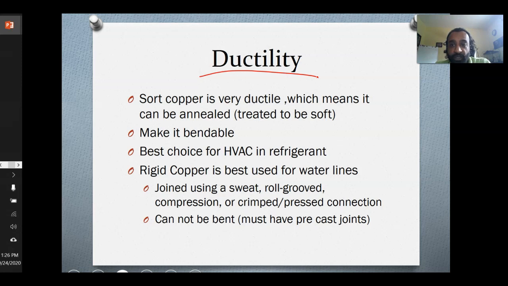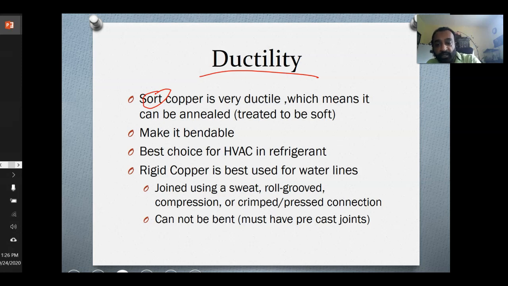Soft copper, this is soft, not short. Soft copper is very ductile, which means it can be annealed, treated to be soft. It can be thinned until it's as thin as a sheet of paper. It's very bendable. It's a good choice for HVAC and refrigerant because it doesn't react with refrigerant that much. There are also rigid coppers, which are used for water lines because they'll be subjected to a lot of weight, and it's good to have the copper be a little bit rigid.